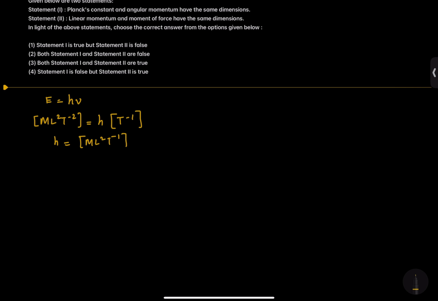So that is the dimensions of h. Now for angular momentum L, we use the formula L = r × p, where r is the radius vector and p is linear momentum. So radius has the dimensions L. Don't confuse that with angular momentum L. These are vectors, just for this sake I'll mention them as vectors. And linear momentum has the dimensions M L T⁻¹. So multiplying those two, we get the dimension of angular momentum is M L² T⁻¹.